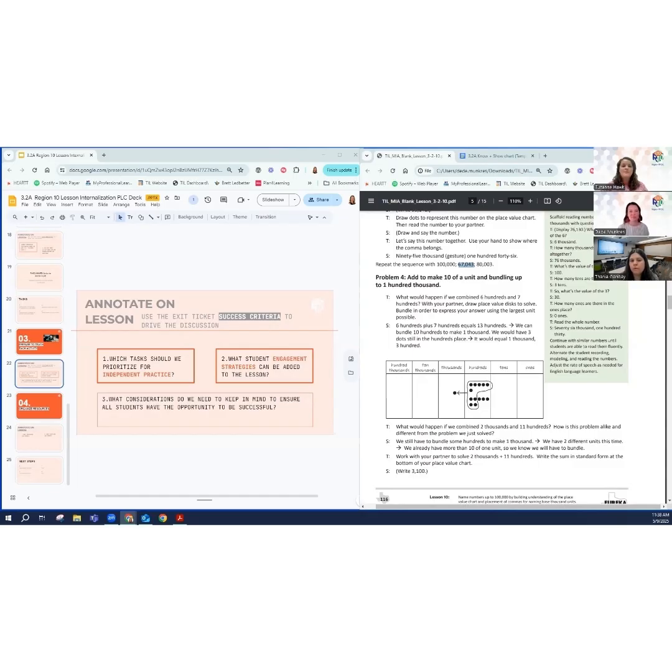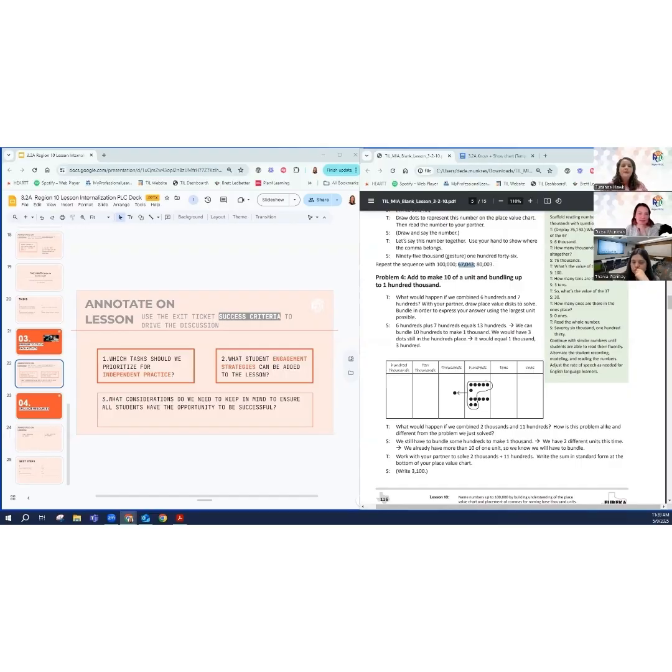Yep, and it might also be a good idea to start with manipulatives on this question and then move students to working on place value charts, representing the numbers or the digits by drawing dots. Agreed. I love the scaffolding that's offered for the whole group within this.